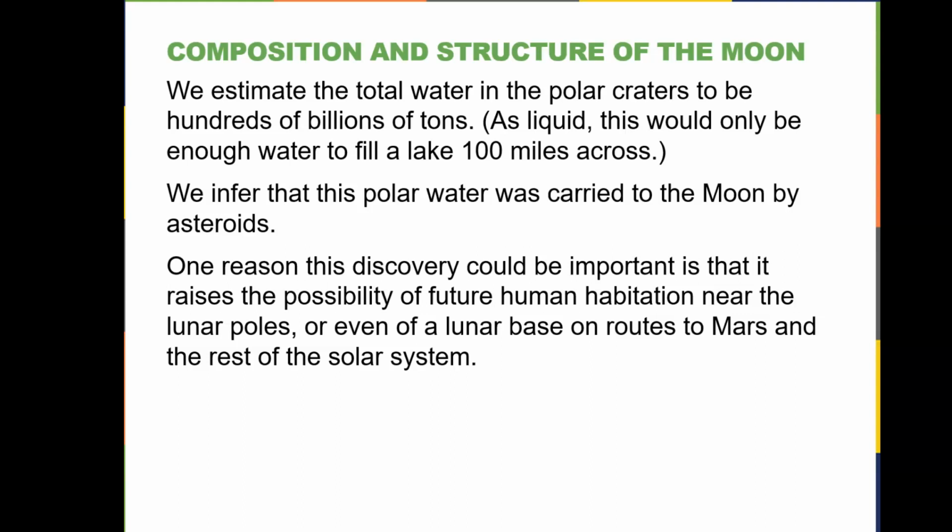We infer that this polar water was carried to the moon by asteroids that have impacted the moon. One reason this discovery could be important is that it raises the possibility of future human habitation near the lunar poles, or even of a lunar base en route to Mars and the rest of the solar system. If the ice could be mined, it would yield both water and oxygen for human support, and it could be broken down into hydrogen and oxygen, which is a potent rocket fuel.